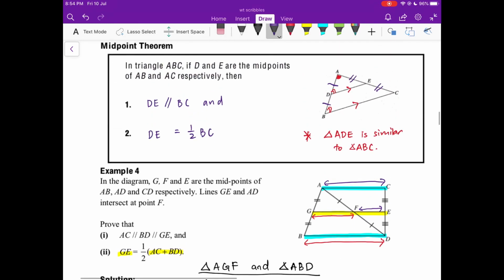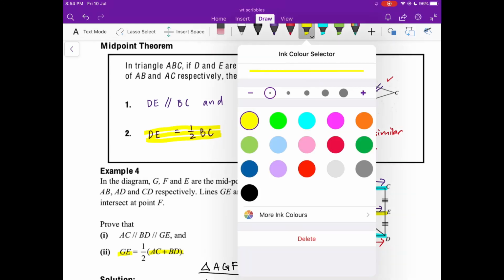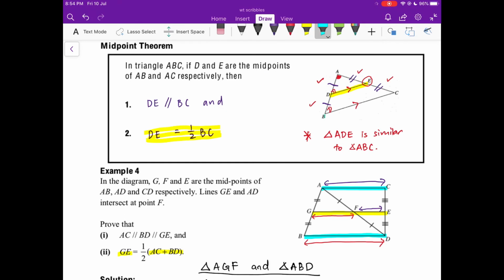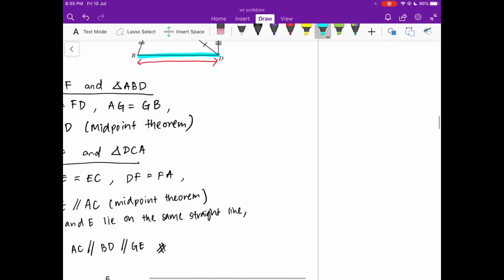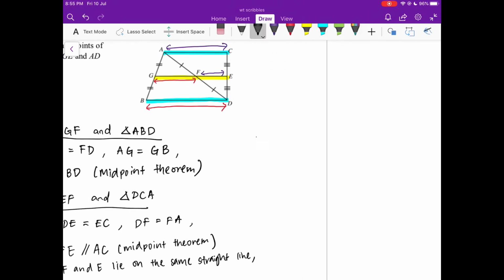As long as your question gives you that this point is the midpoint of one side of the triangle, and point D is the midpoint of another side of the triangle, we can prove that the horizontal line DE is half the length of the base, which is BC. So same thing, let us use the midpoint theorem to answer this question, right here, part 2.